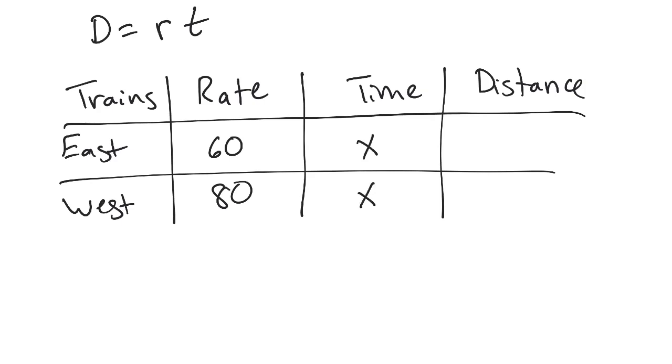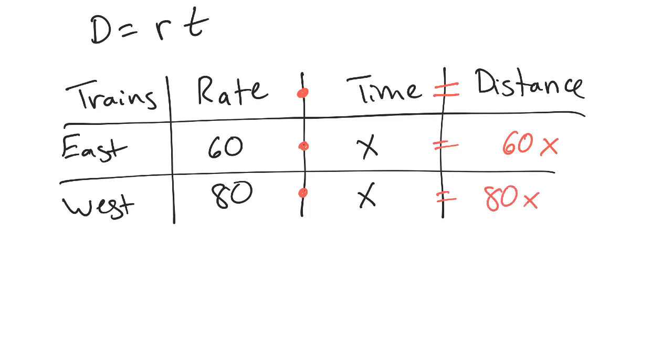Now, to get the distance, we don't use that 392 yet. So to always get this distance column, what you're actually doing is you're taking your rate, you're multiplying it by your time, and that equals your distance. So in our case, it's going to be 60 times x, or 60x, and 80 times x, or 80x.